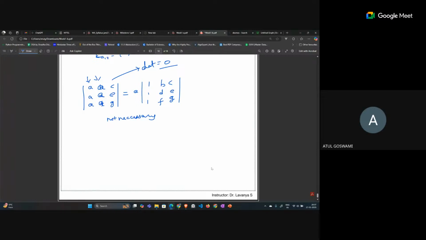Suppose we don't know about these entries, and maybe the third column is just 0 0 0. It could be the case, right? In that case, suppose this is 0 0 0 and this is 1 1 1. Now these two columns are different, but still the determinant is 0, right?